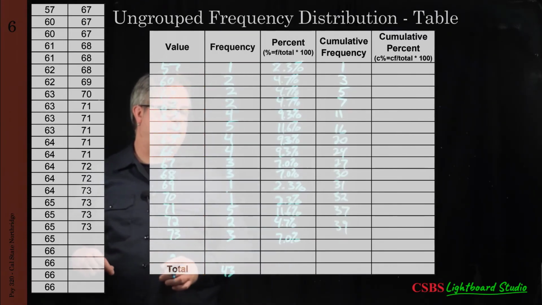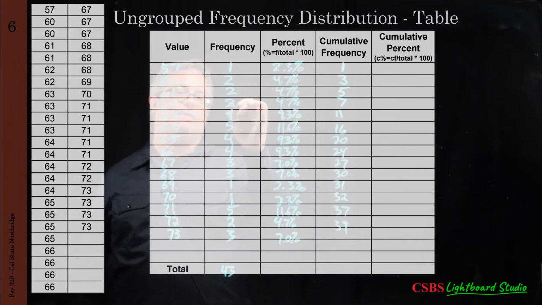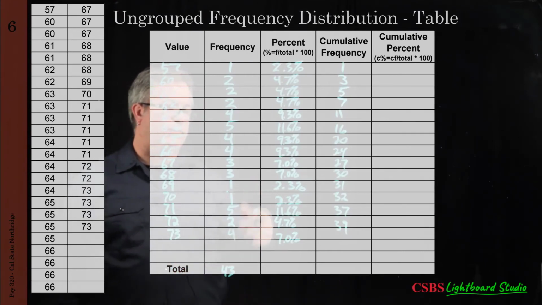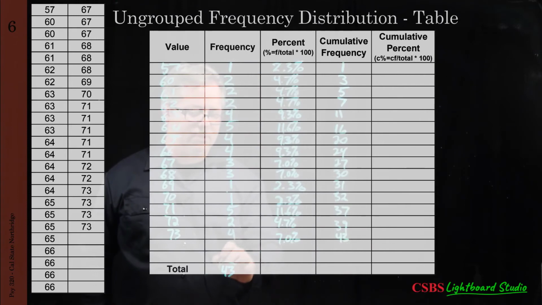Something's up again. This happened last time. What did I add up wrong? Let's see. 3, 4, 5, 6, 7, 11, 16, 20, 24, 27, 30, 31, 32, 37, 38, 39. Oh, I see the problem right here. Luckily, it's in the very last one. I wrote down there was 3 73s, when in fact there are 4. Okay, luckily it's right at the end. That worked out. So, we now have 39 plus 4, which should give us the total cumulative frequency of 43, which is what it should be because that's the total.